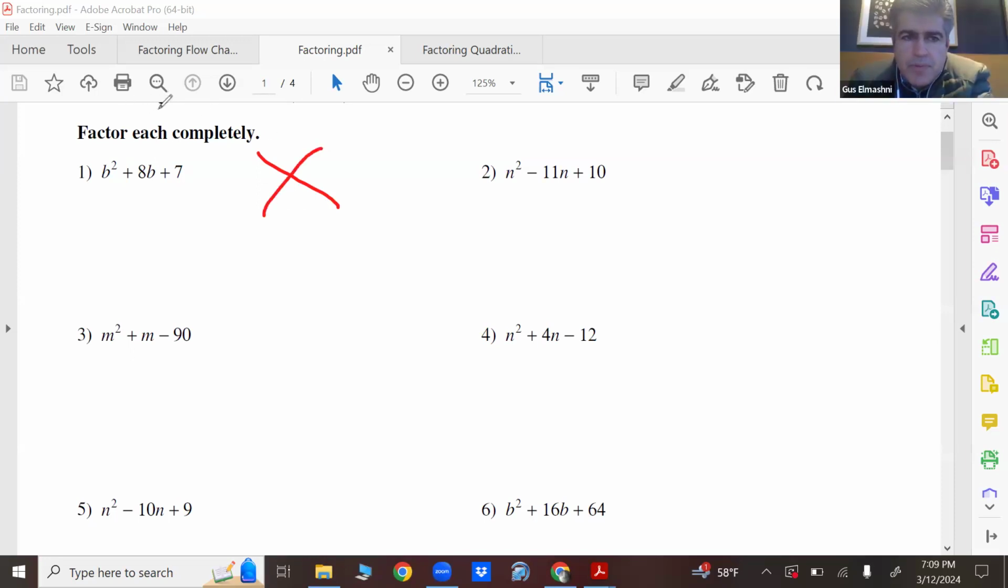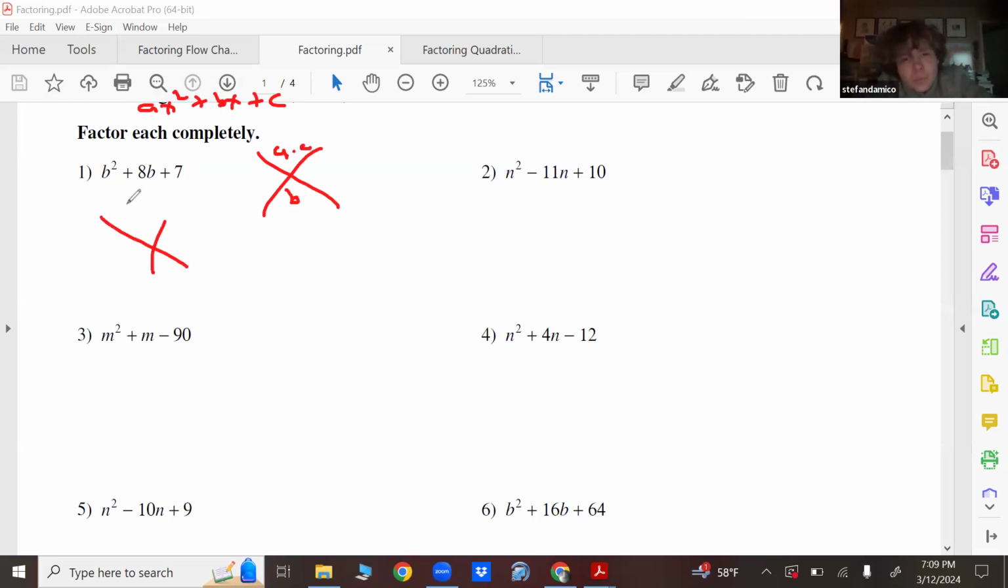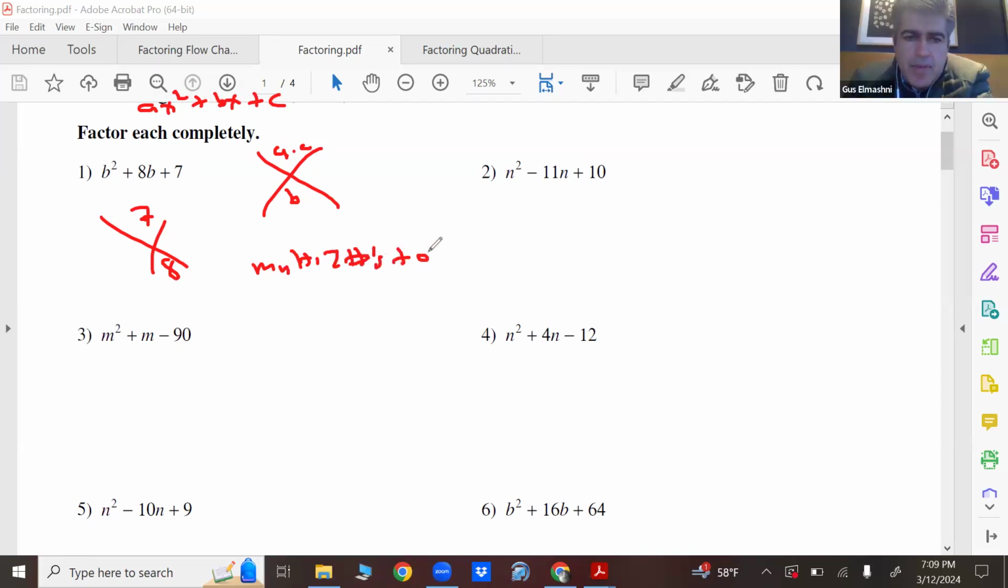In general terms, a quadratic expression looks like this: ax squared plus bx plus c. You put a times c up here and b down here. In this case, my a is 1, my c is 7, and my b is 8. What you want to do is find two numbers that multiply to 7 and add to 8.